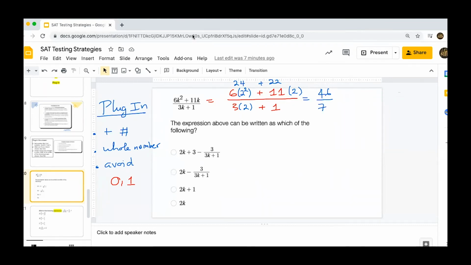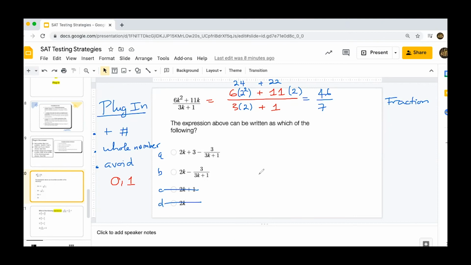I know my answer choice has something to do with a fraction. So what answer choice do you think we can cross out? This is a fraction, right? So obviously we can cross out D, it's a whole number. C is also a whole number, so I'm gonna let it go. So now I have two options left: A or B.